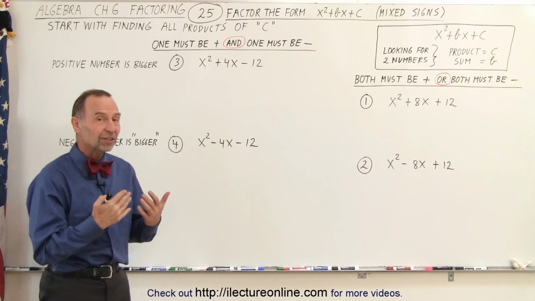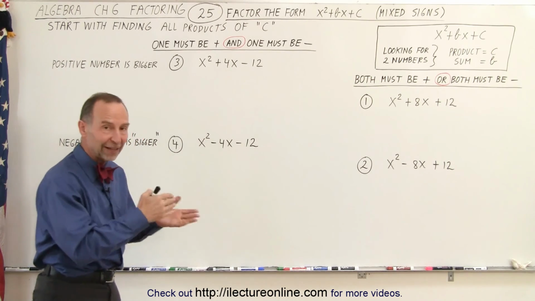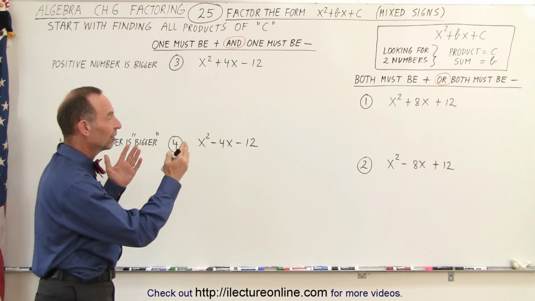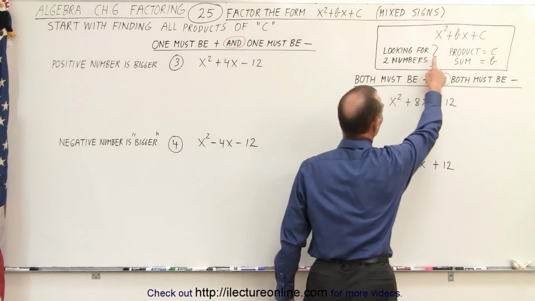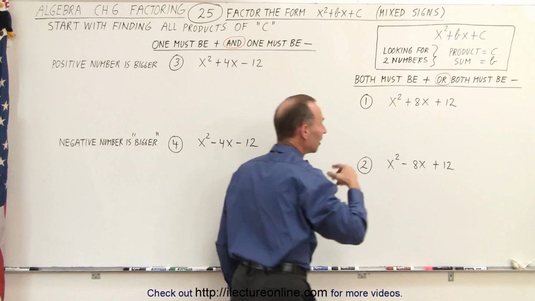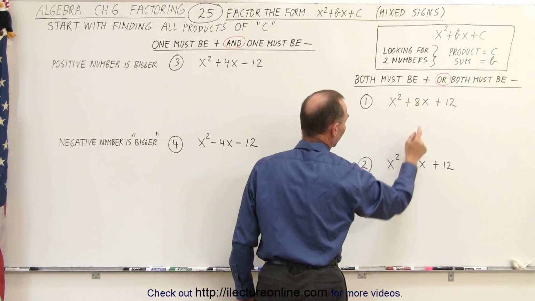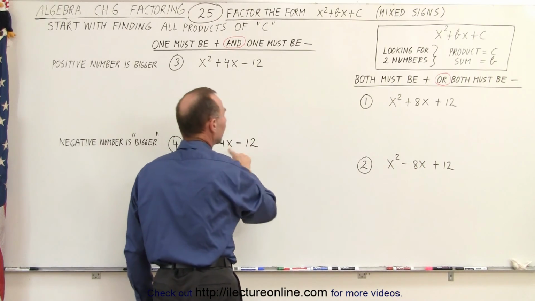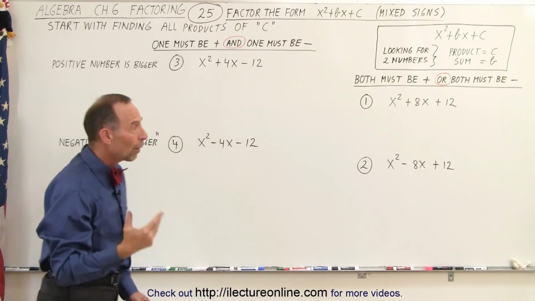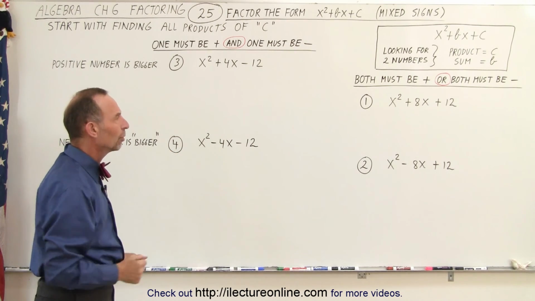Here are 4 additional examples to hopefully solidify your understanding of how to find the signs when we try to factor these types of trinomials. Notice they're all of the form x squared plus bx plus c, but they're not all positive. Here we have 2 positive signs, a negative and a positive, and a negative and a negative. And each case requires a special method to figure out what the signs will be.